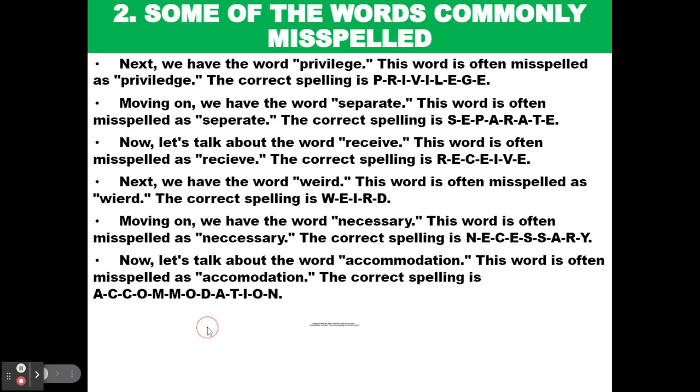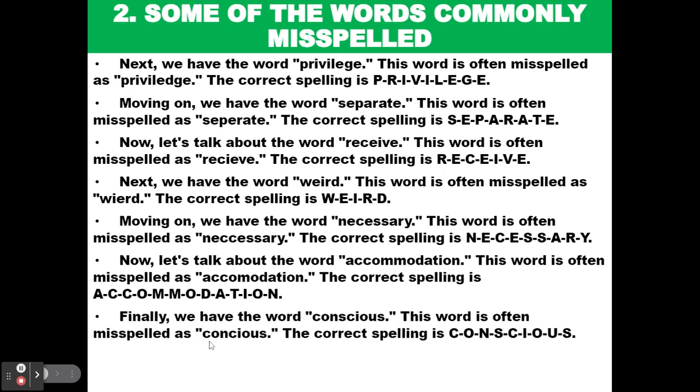Finally, we have the word conscious. The word is often misspelled as CONCIOUS. Now, the misspelling arises because of the omission of S before C. So the correct spelling of conscious is CONSCIOUS, conscious.